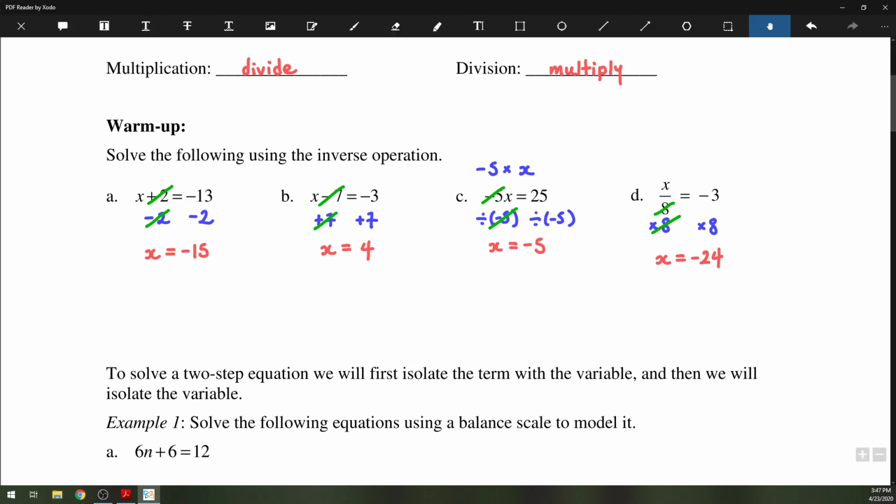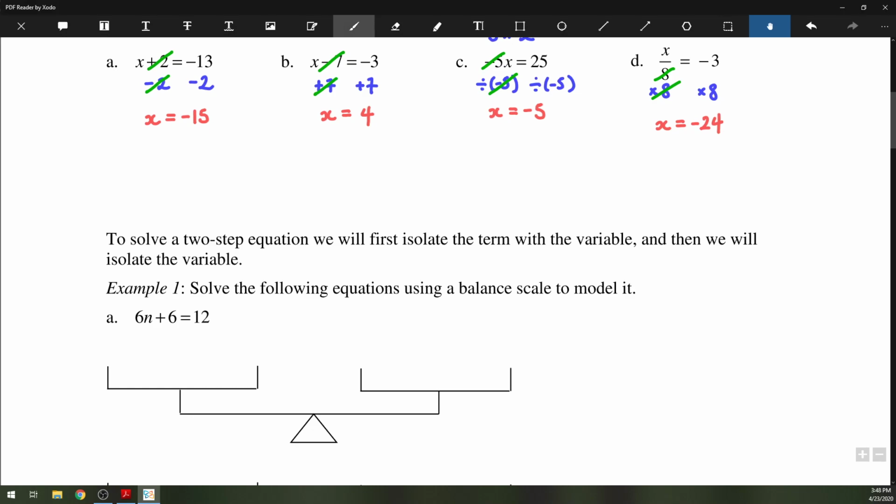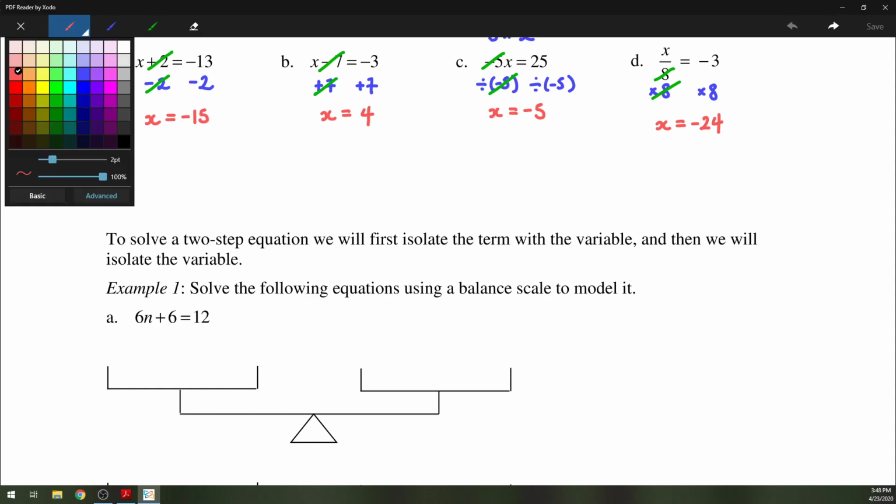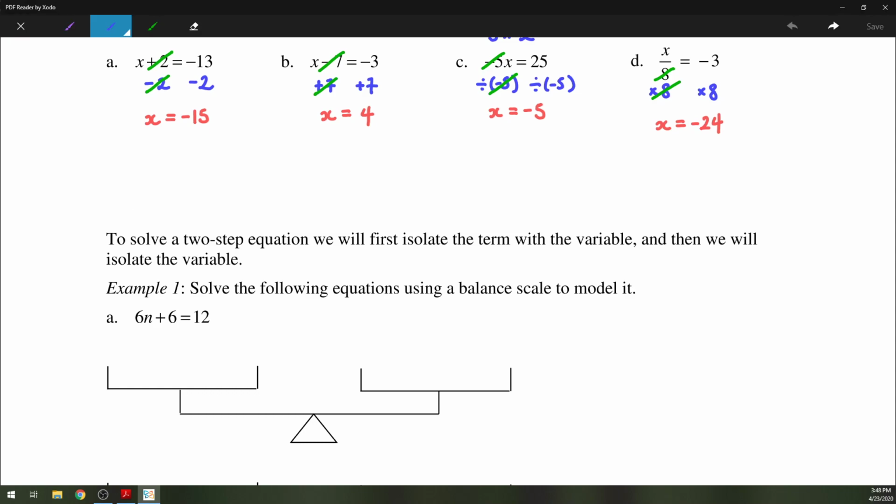Okay, so the idea is if we have a two-step equation instead, then what we want to do is to isolate the term with the variable and then isolate the variable afterwards. Hence, it's two steps. To help us understand this, we can look at an example using balanced scales. Let's go ahead and do that.